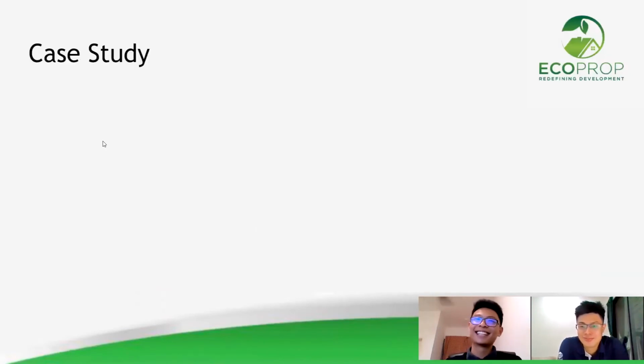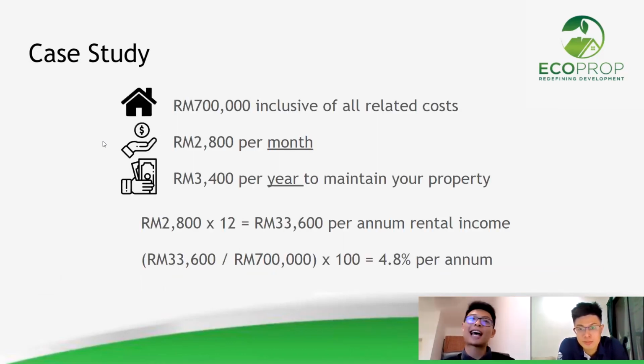Let's say you have a 700,000 property, inclusive of all related costs. Let's assume you get 2,800 rental per month, and 3,400 is the amount that you need to pay per year to maintain your property. This is all assumption, but let's try to calculate based on these numbers.